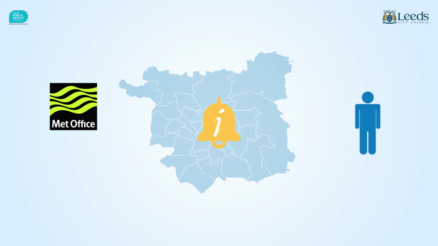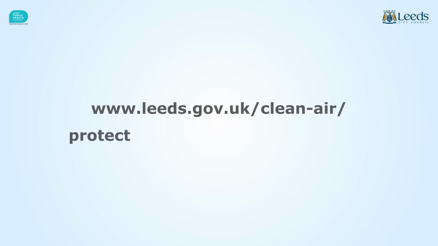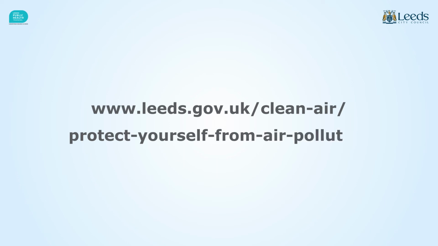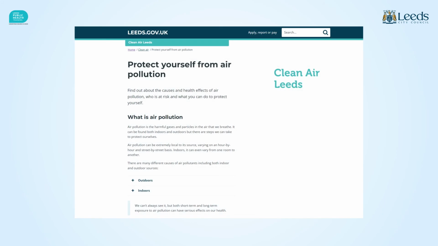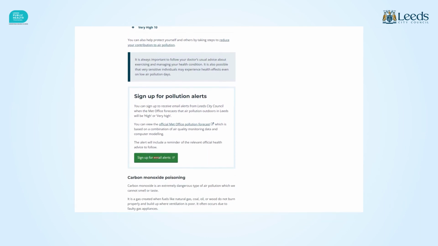When air pollution in Leeds is forecast to be high or very high by the Met Office, the system sends an email which outlines the daily air quality index score and the advice on how to stay safe. Anyone can sign up to receive these alerts by visiting www.leeds.gov.uk/clean-air-from-air-pollution. The Leeds.gov website is shown, and clicking on the Sign up for pollution alerts link.